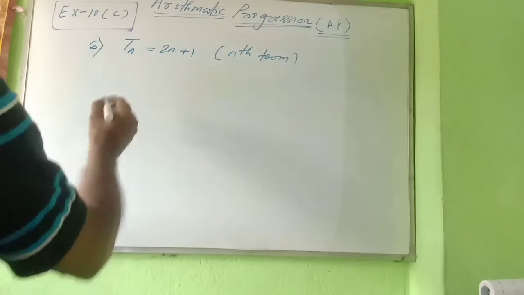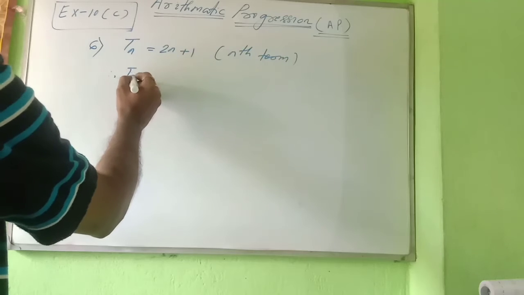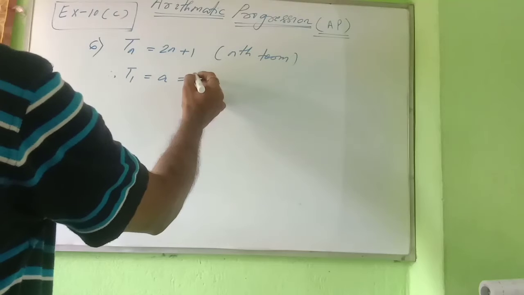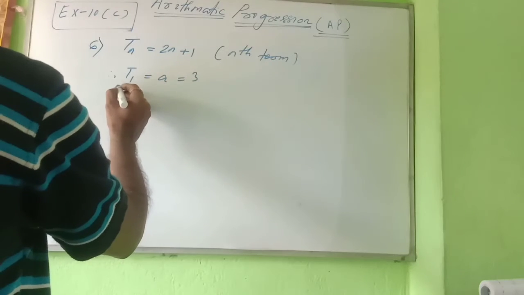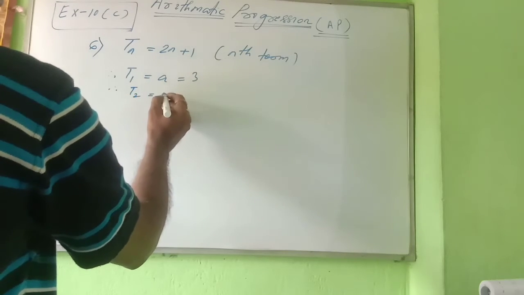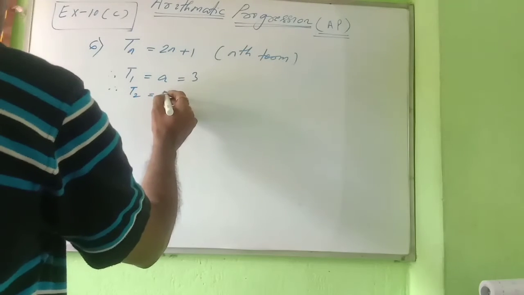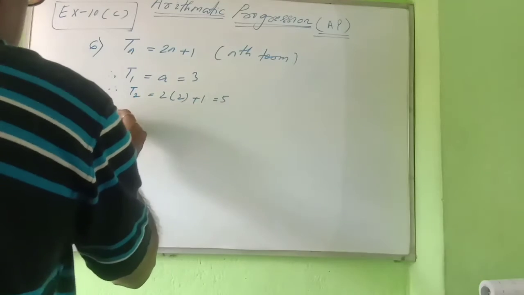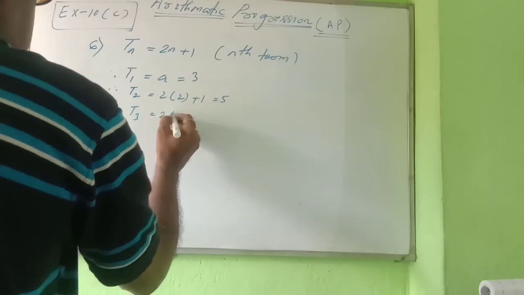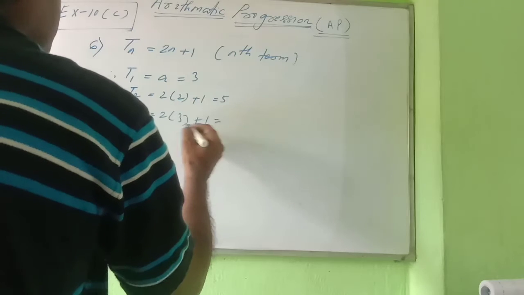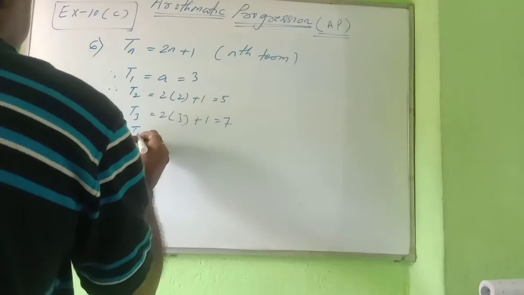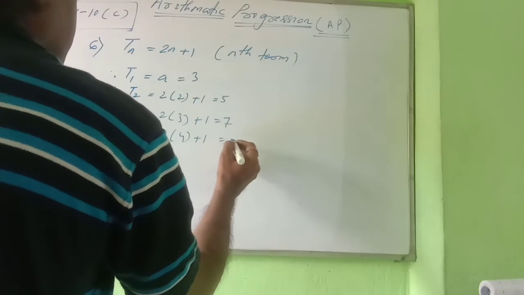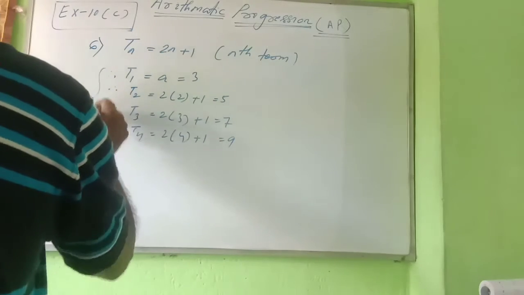See, nth term given 2n plus 1. Putting n equal to 1, you will get the first term, that is A, which will be 2 into 1, 2 plus 1, 3. Same process, you can find T2, putting n equal to 2, that is 4 plus 1, that is 5, second term. Third term, 2 into 3 plus 1, that is 7. Fourth term, 2 into 4 plus 1, that is 9. In this way you can get so many terms.